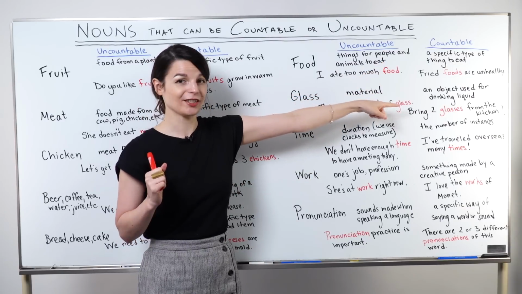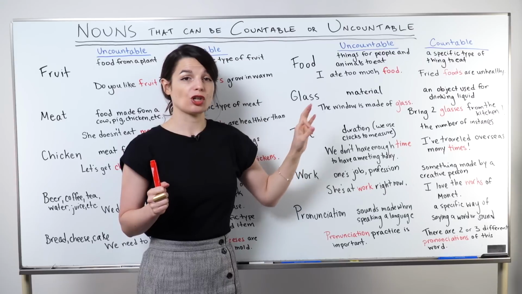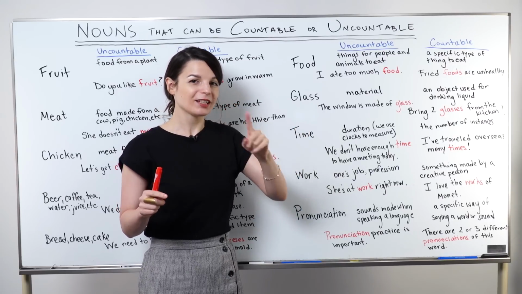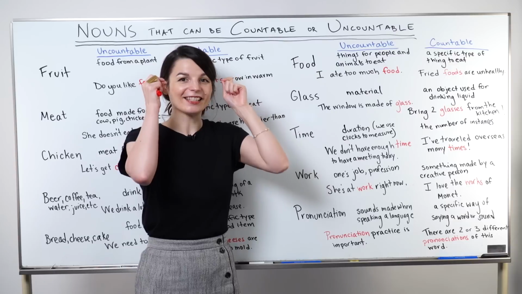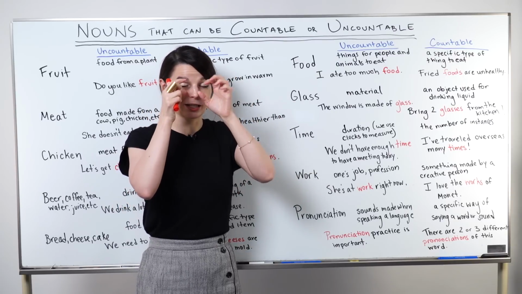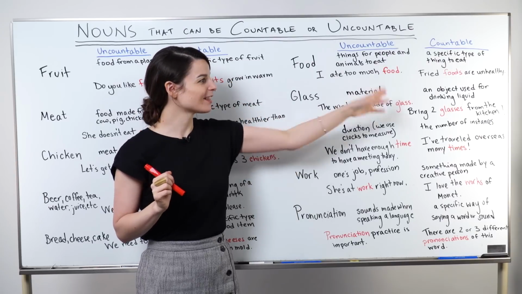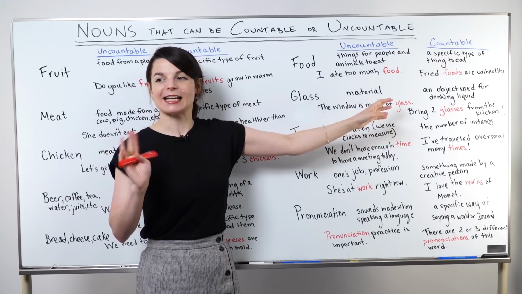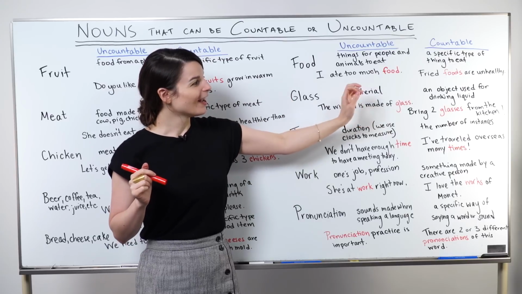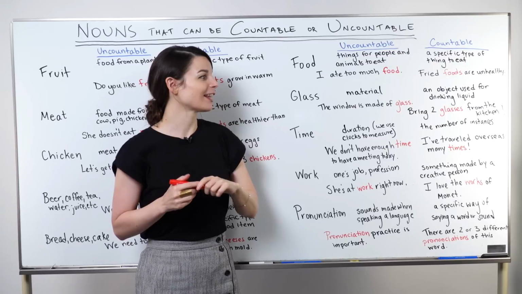Countable noun then, I've just hinted at it. Glass as a countable noun means an object used for drinking liquid. Please be careful, this is not the same as glasses. That's a separate situation. We can use glasses to mean the things we wear on our faces to be able to see better. This is different. So we don't say glasses for the accessory that we wear.